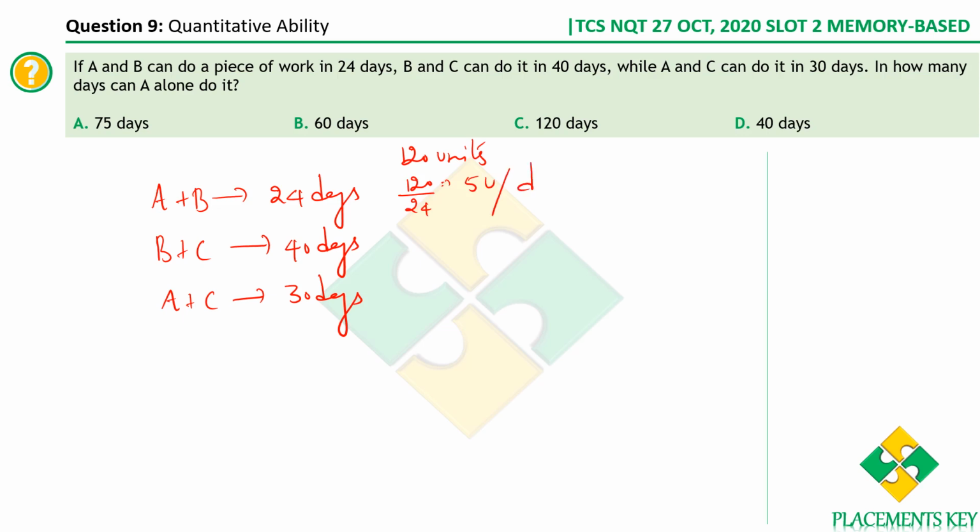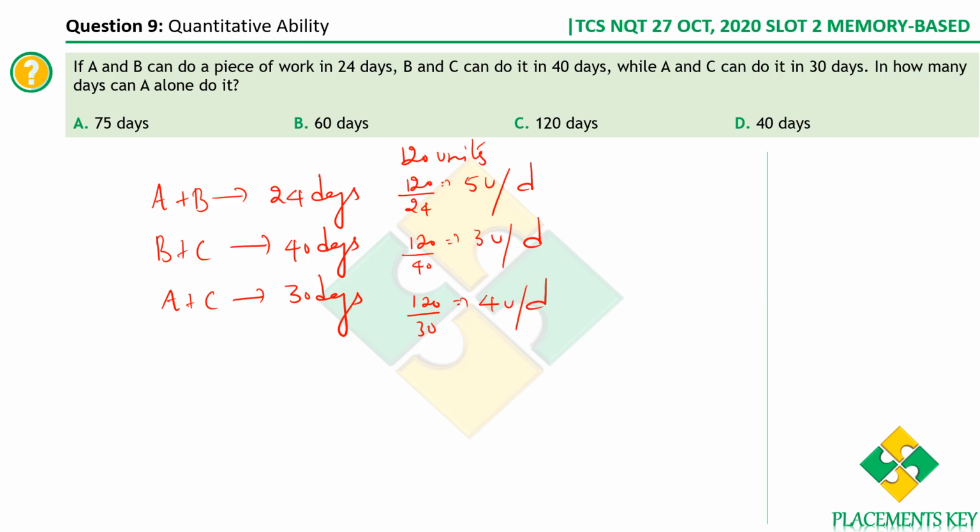Now what is B plus C's efficiency? 120 divided by 40. So we get 3 units in a day. Similarly, A plus C, it is 120 by 30. So we get it as 4 units per day.